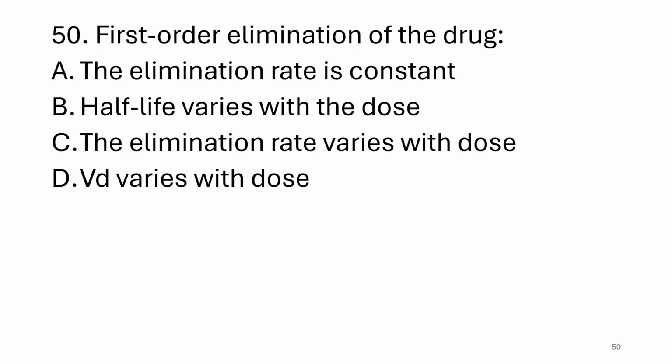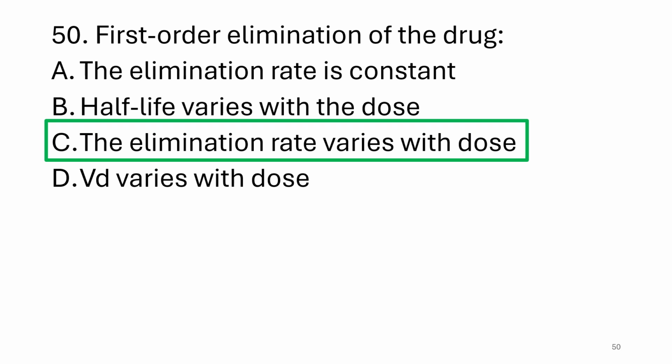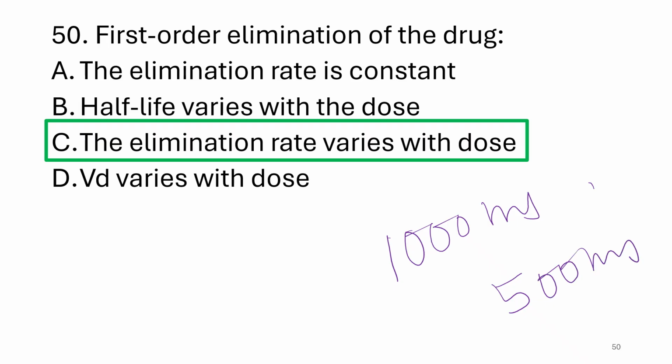Last question, number 50, first order elimination of the drug. The correct answer is the elimination rate varies with the dose. For example, you give 1000 milligrams. In one half-life, you reduce by 50%, meaning 500 milligrams is eliminated; that is a first order fraction. Or if you give 500 milligrams, in one half-life 250, 50% of the drug is eliminated. So the elimination rate varies with how much drug you administer. That is first order elimination.